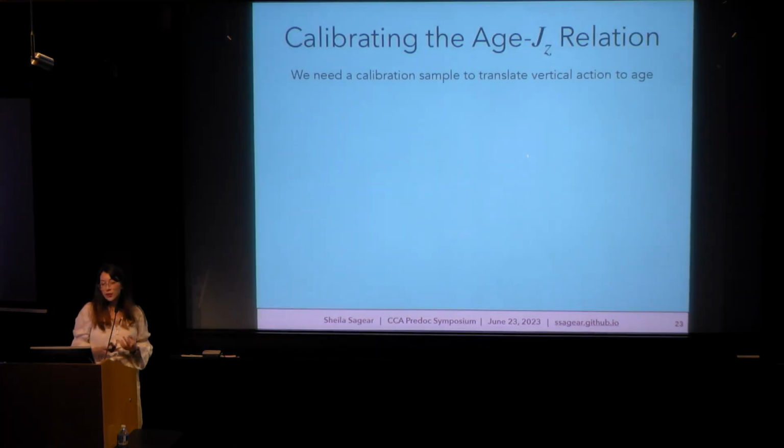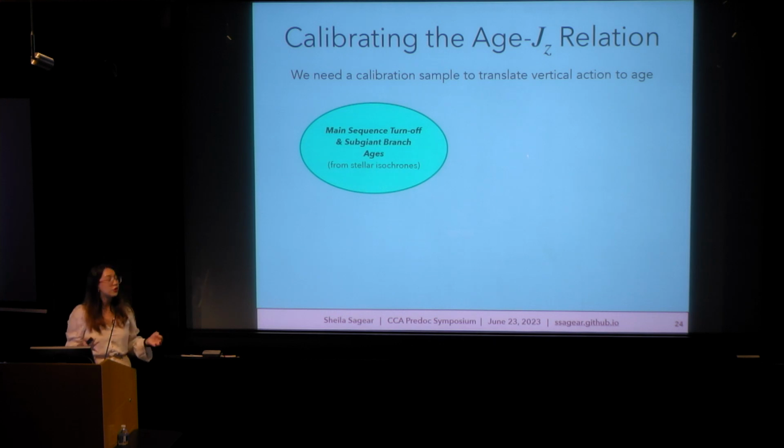Unfortunately, we can't just take JZ and say it's a proxy for age. We don't really know to that degree how this kinematics information translates into age. So we really need a calibration sample, a large sample of stars for which we know the ages, to calibrate a model to translate vertical action into age.